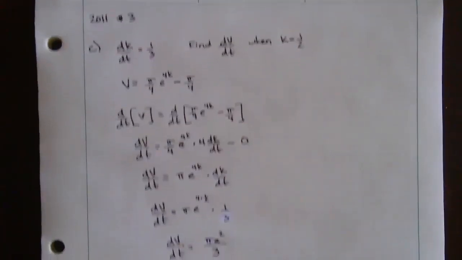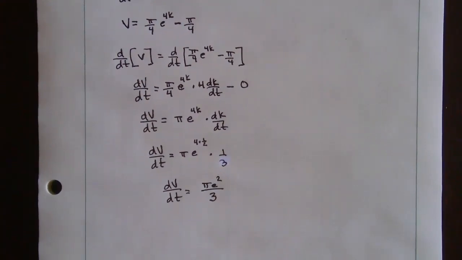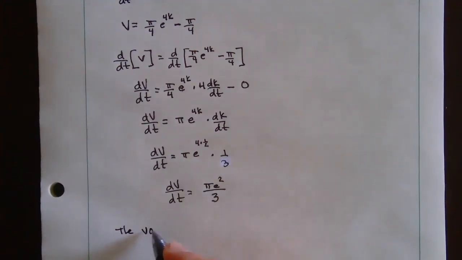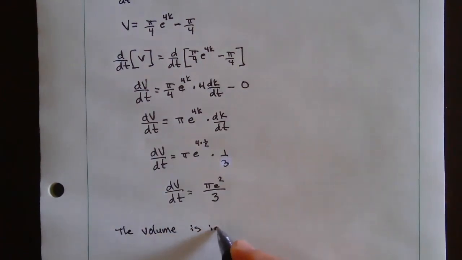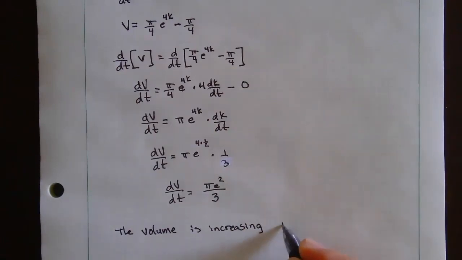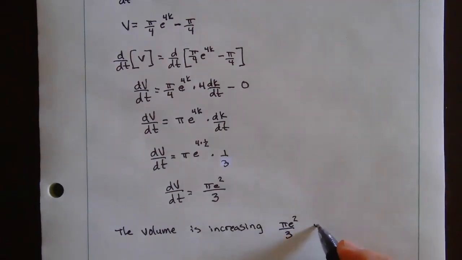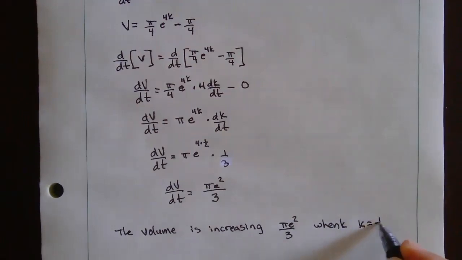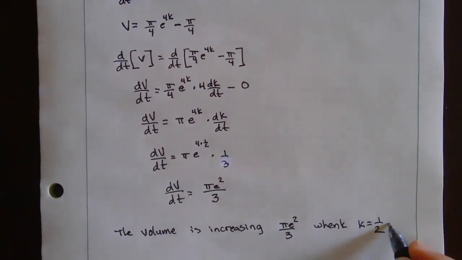And that's the rate at which the volume is increasing. I'll slide it up so you can read it. So that's the rate at which the volume is increasing. So the volume is increasing pi e squared over 3 when k equals 1/2.